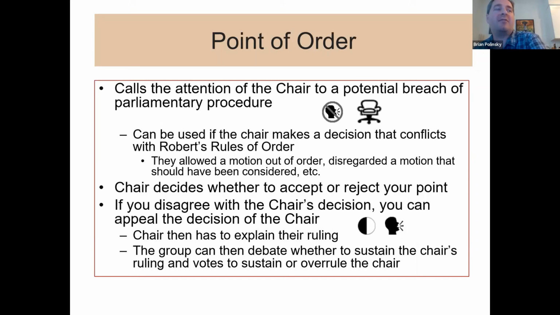If someone disagrees after that chair's decision, then there is the ability to actually appeal the decision of the chair. And that actually gets debated and voted on by a simple majority of those present. If someone makes a motion to appeal the chair's decision on a point of order, the chair then has to explain their ruling, and the group can then debate whether to sustain the chair's ruling, and then the vote is whether to sustain or overrule the chair's decision. So the group as a whole does have the ability to overrule the chair on a point of order, but most of the time the chair should have some understanding of parliamentary procedure and should be able to accurately rule on a point of order on their own.